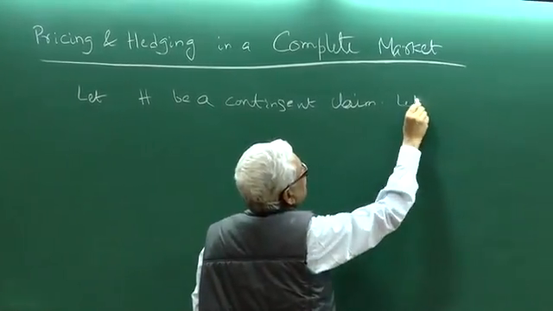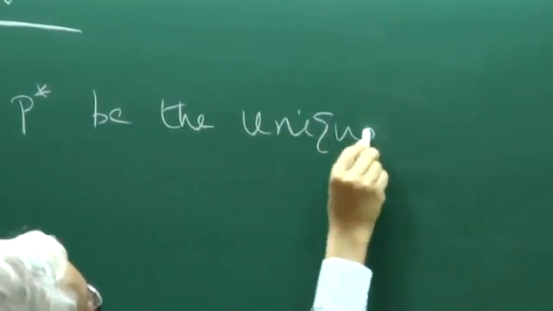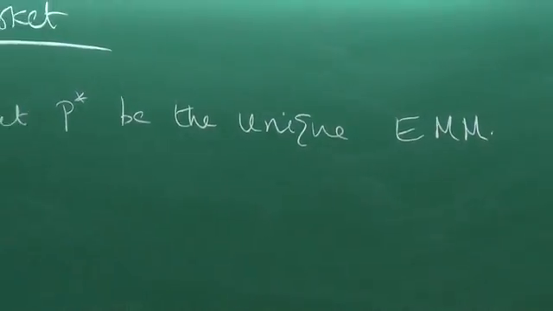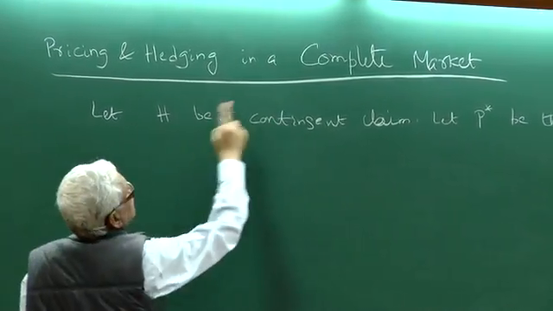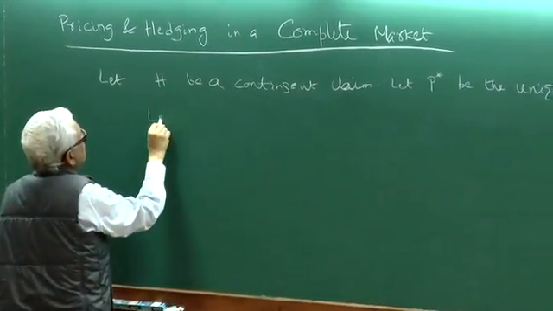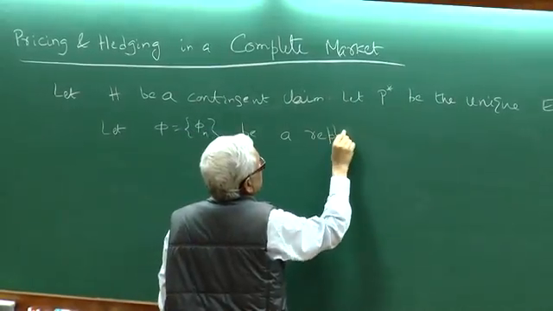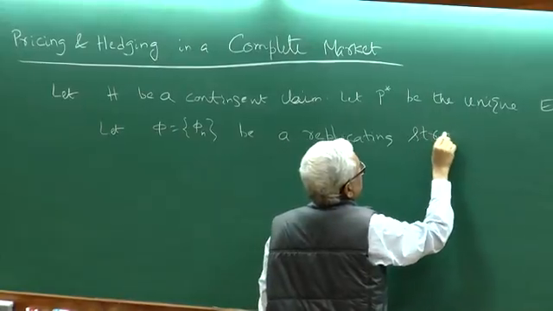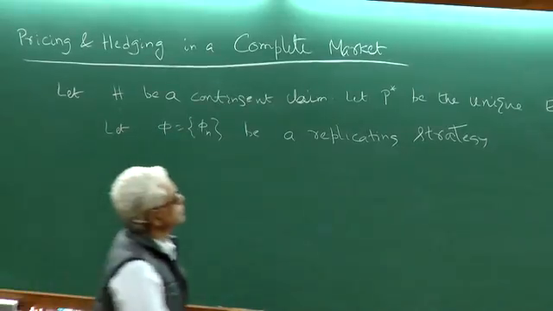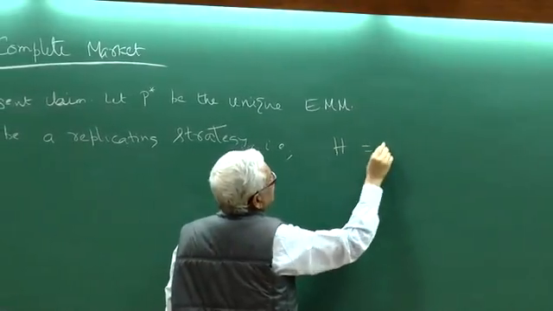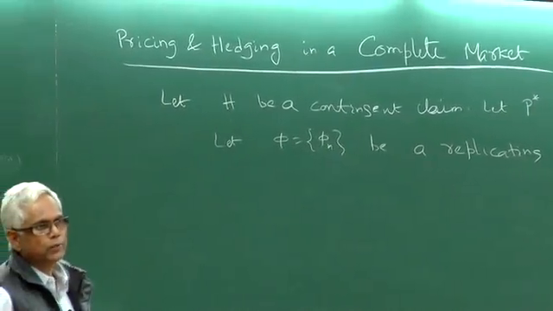And by the second fundamental theorem of finance, let P star be the unique EMM. It exists and is unique. Since it's complete, there exists only one risk neutral measure, one equivalent martingale measure, right? And H, by the completeness, H is attainable, right? So let phi equal to phi n, the sequence, be a replicating strategy, i.e. H is equal to Vn of phi, right? That is the definition of a replicating strategy.